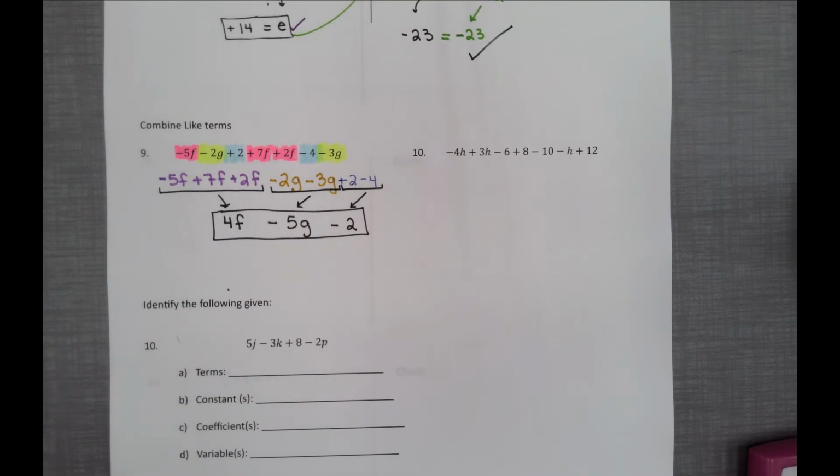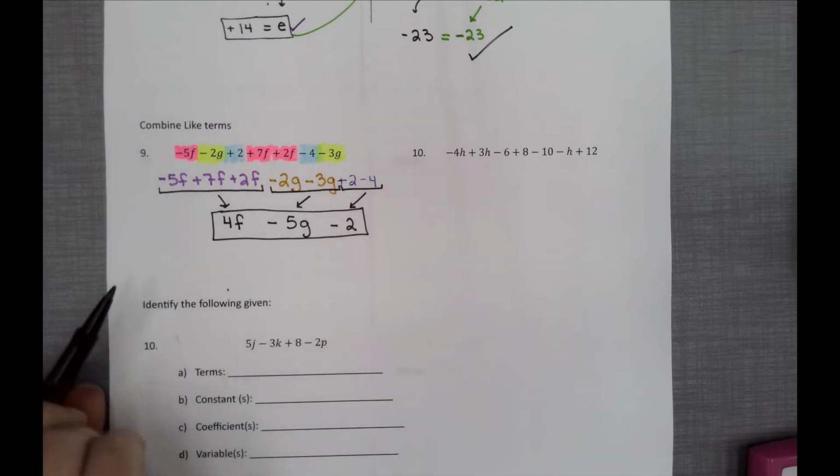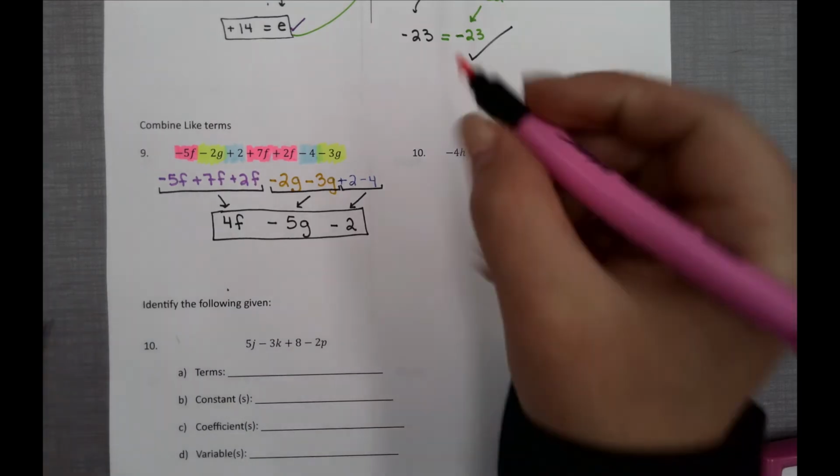You only combine things that are common, things that share the same letter, or things like a constant that don't have any letters at all. Let's do that again with question number 10. Let's start off with h's.